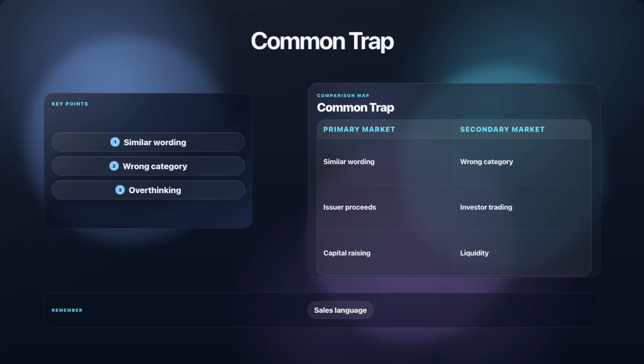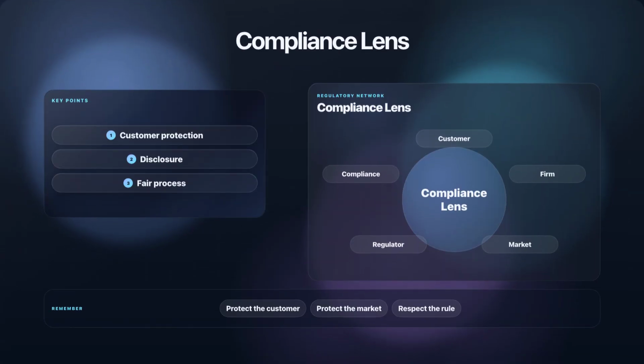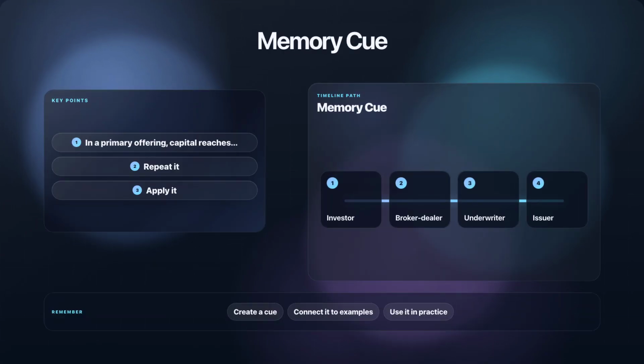Even when the topic looks technical, the SIE often has a compliance lens. Ask which answer supports fair dealing, accurate disclosure, proper supervision, or investor protection. That lens is especially useful when 2 answer choices seem close. Use this memory cue. In a primary offering, capital reaches the issuer. A good cue is short enough to remember, but meaningful enough to guide a practice question. When you see this topic again, return to that cue before selecting an answer.